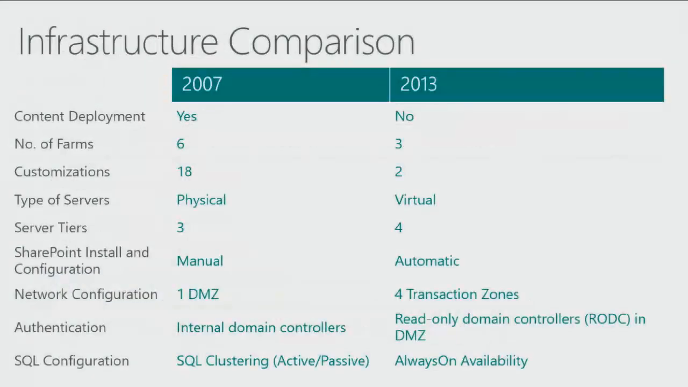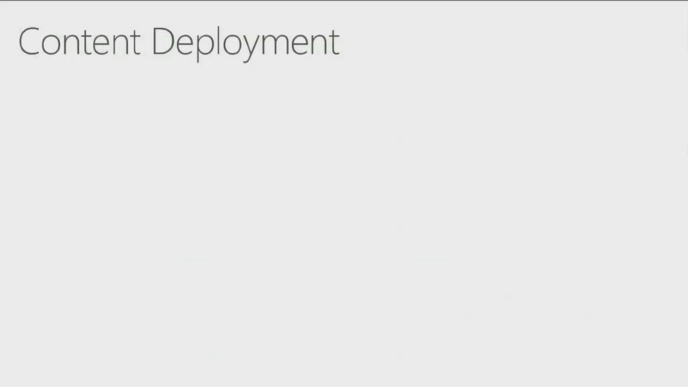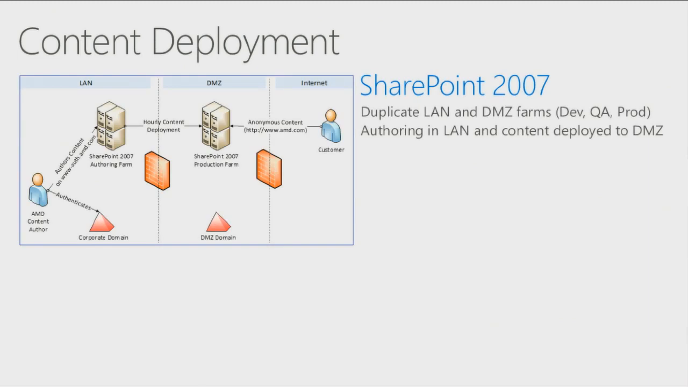This slide covers the differences between our 2007 and 2013 environment that we're going to cover in the following slides. With 2007, we had 6 farms, 2 dev, 2 QA, and 2 production. We had the internal authoring farm, which pushed content out to the DMZ, to our external production farm.